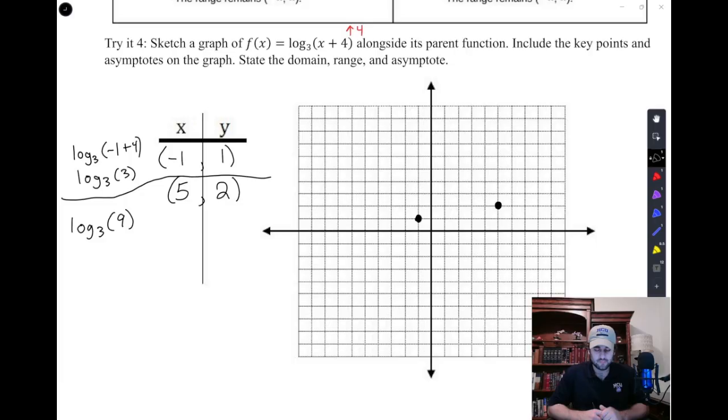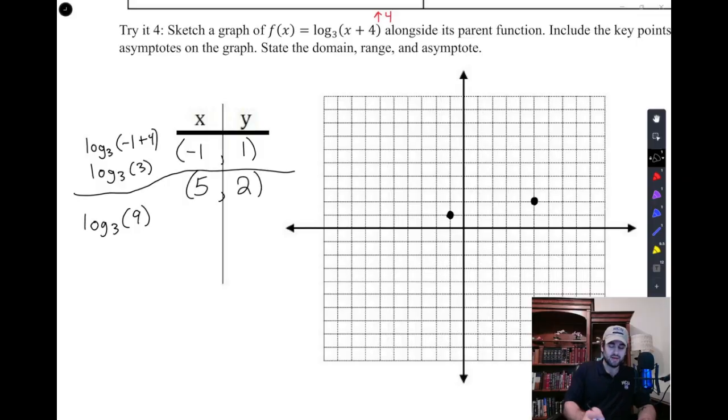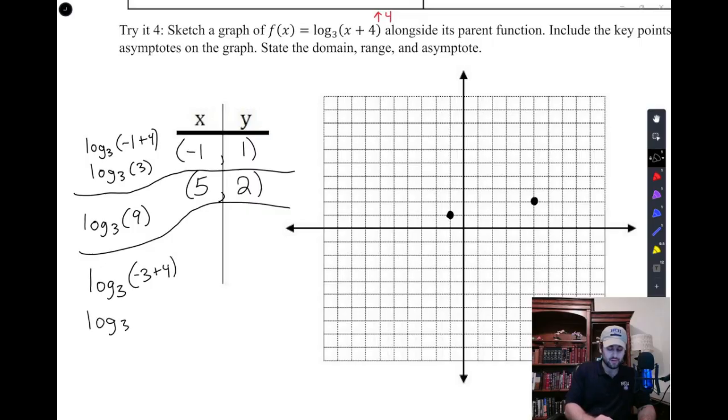And then last but not least, we're going to have a point to plug and chug, which is log 3 of negative 3. Or log 3 of negative 3 plus 4, which would be log 3 of 1, which would just be 0. And so if you plug and chug negative 3, it'll kick you out with the 0. So we get the point negative 3, comma, 0.